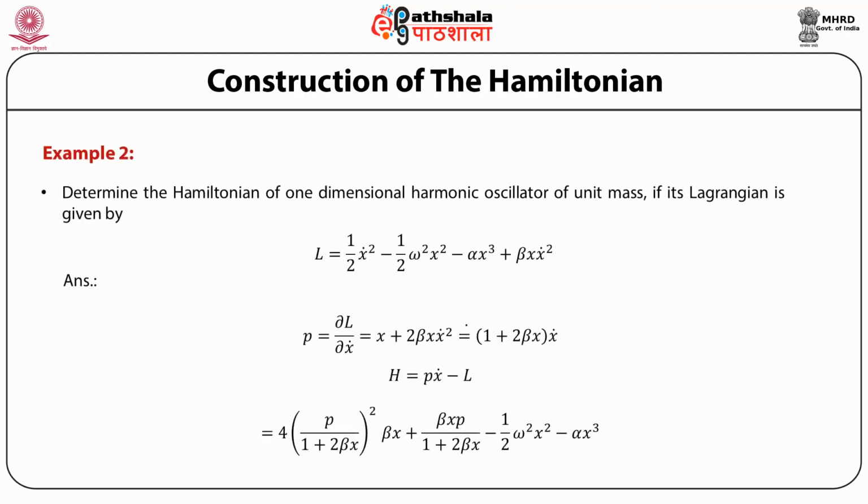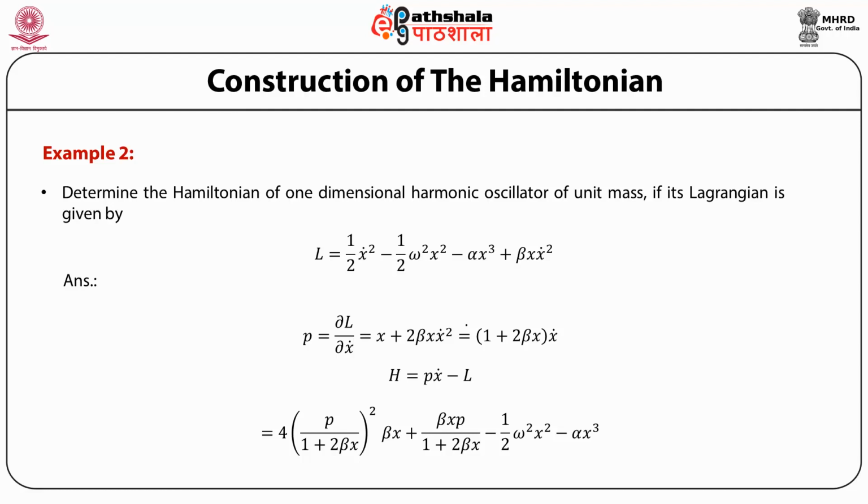The first term is x dot plus 2 beta x dot squared, because the second and third terms do not depend on x dot. So the partial derivative of the second and third terms with respect to x dot vanishes, and therefore the momentum conjugate to the coordinate x is simply x dot plus 2 beta x dot squared, which is equal to (1 plus 2 beta x) times x dot.